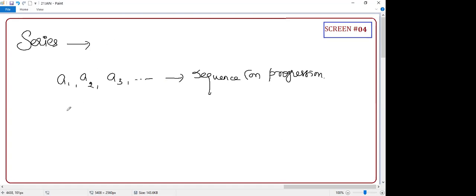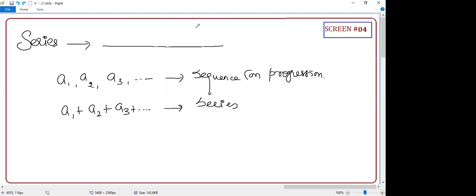What does series mean? Guys, instead of comma, replace it with plus. A1 plus A2 plus A3. Guys, this is called a series. Clear or not? You are just removing the comma and putting what instead of that? Plus. The comma is replaced by plus. It's called a series. Anyone can tell me what is the definition now? I want the definition from your mouth.